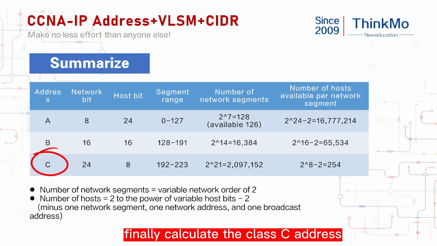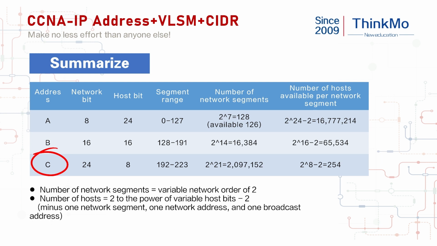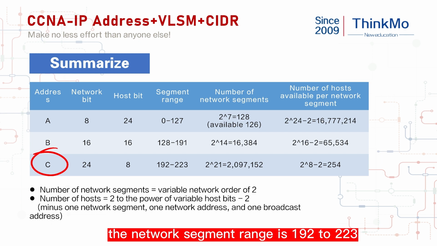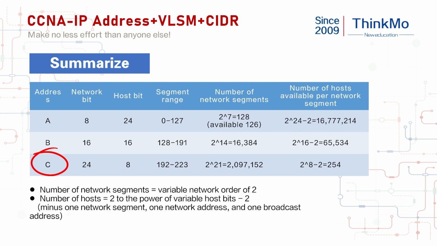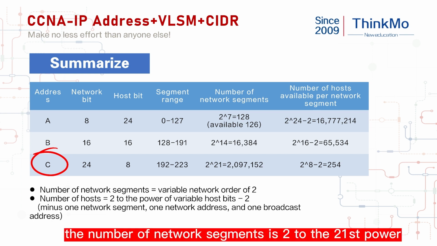Finally, calculate the Class C address. Class C network bits are 24 bits. Host bits are 8 bits. The network segment range is 192 to 223. You need to remember this.